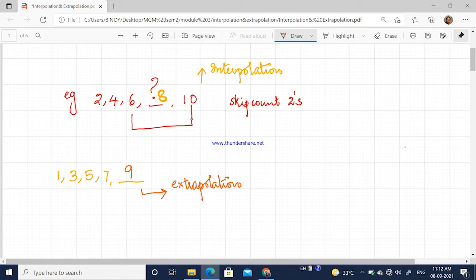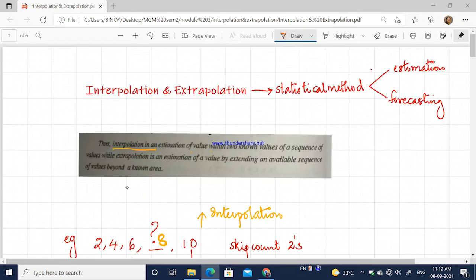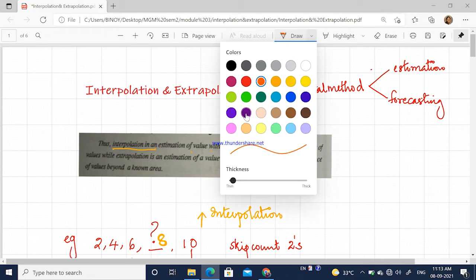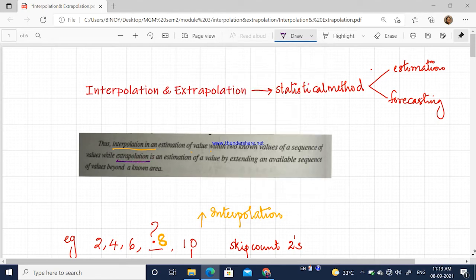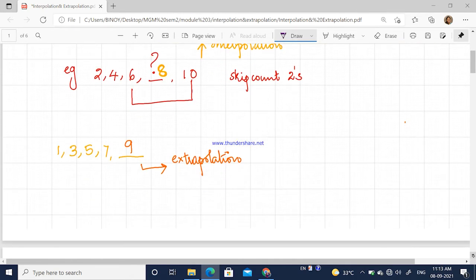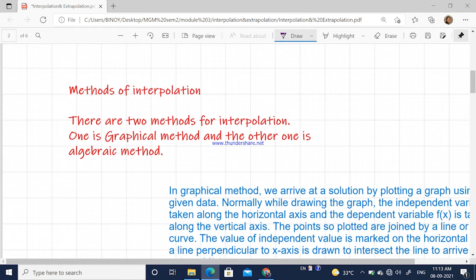So interpolation means estimating in between two known values, and extrapolation means estimating a particular value by extending an available sequence of values beyond the known area. Now, what are the methods used for finding interpolation? There are two methods for interpolation. One is the graphical method and another is the algebraic method.